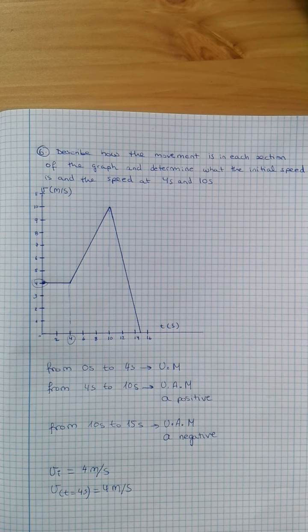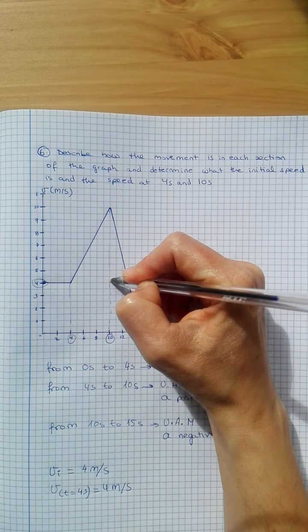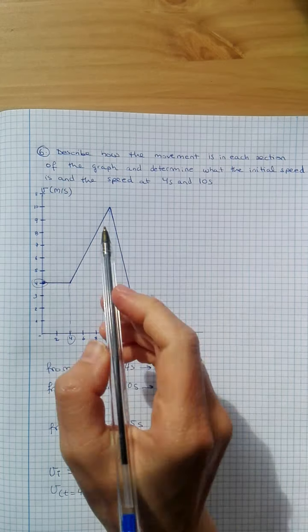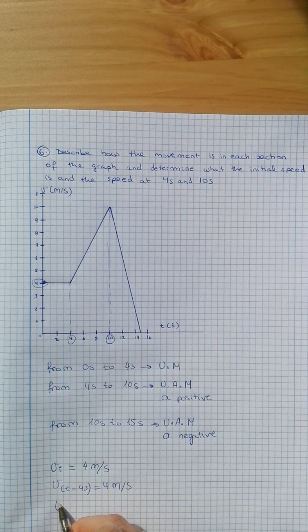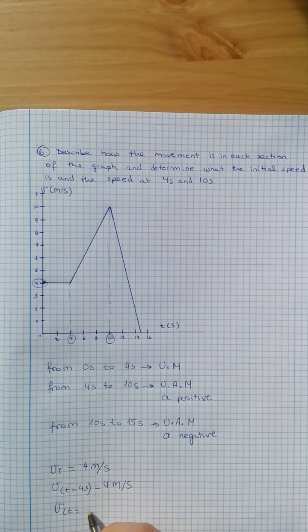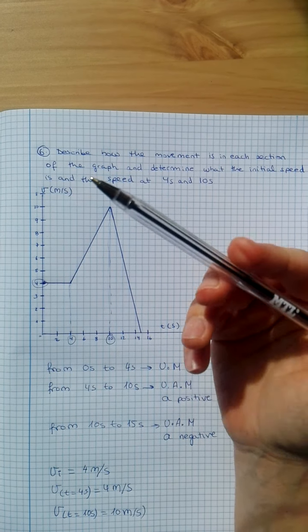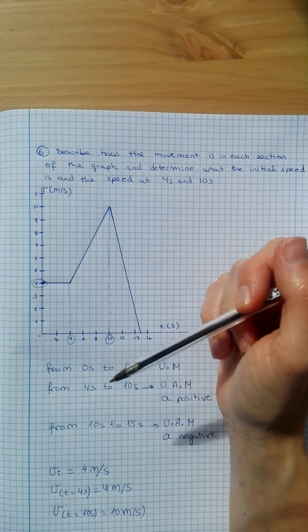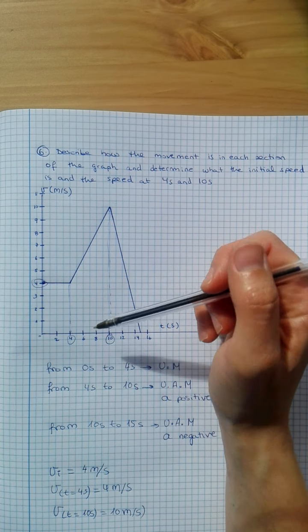And then the speed at 10 seconds. So you go to 10 seconds and you see the value of speed that corresponds, and it corresponds to 10 meters per second. Okay, be very careful with this because in this particular exercise, the value of the time and the speed is the same number.